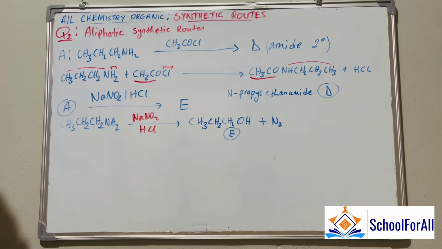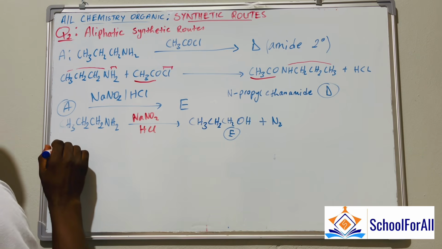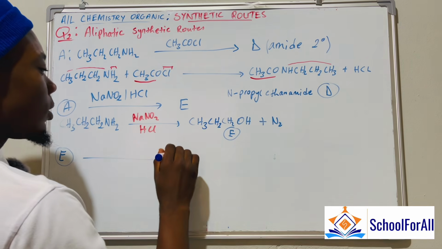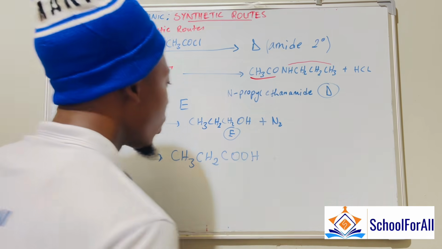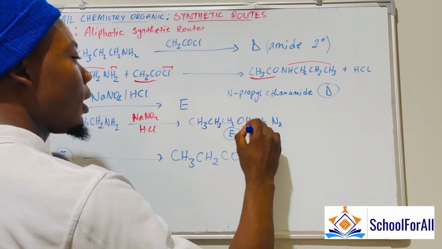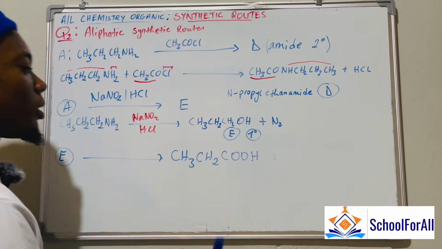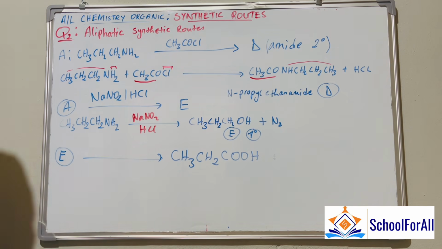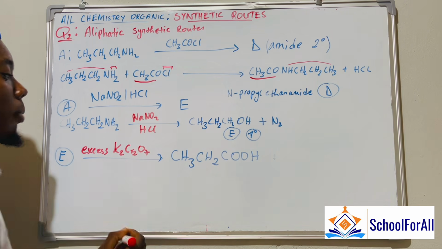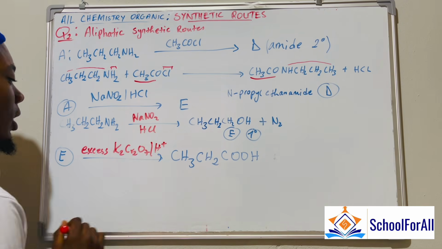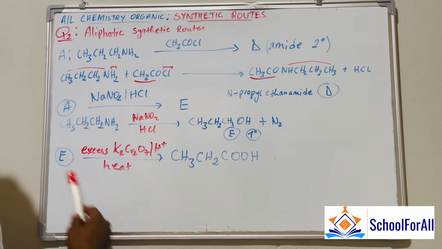Now I have the last step, in which my compound E will be converted into a carboxylic acid, CH3CH2COOH. So here we have a primary alcohol. So my compound E is a primary alcohol. To convert a primary alcohol to a carboxylic acid is very simple. We are going to use what? Excess potassium dichromate or excess potassium manganate, which is acidified, in the presence of heat, and I will obtain my carboxylic acid, which is a strong oxidation.